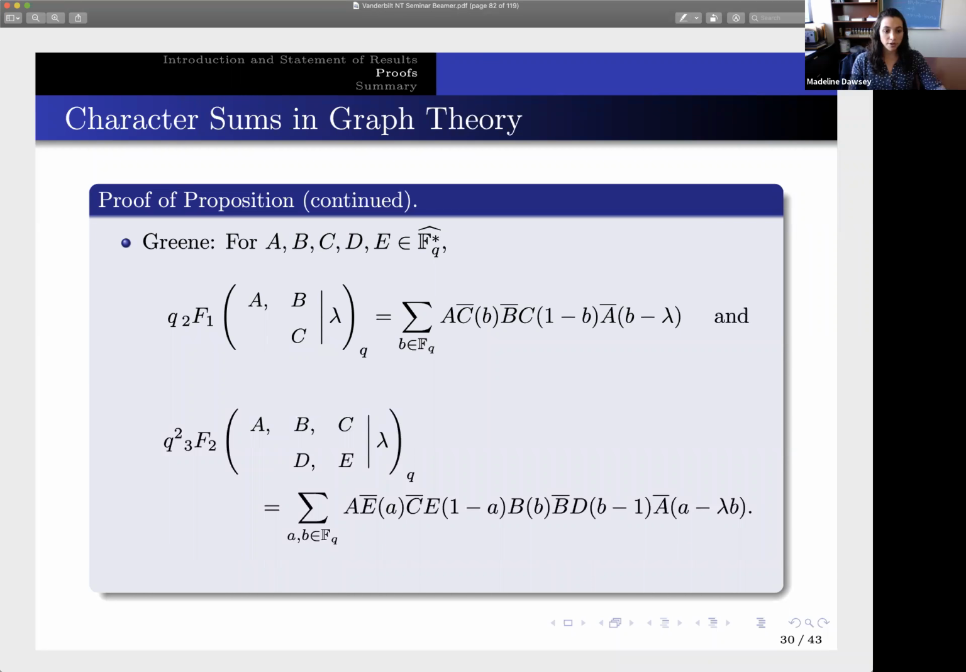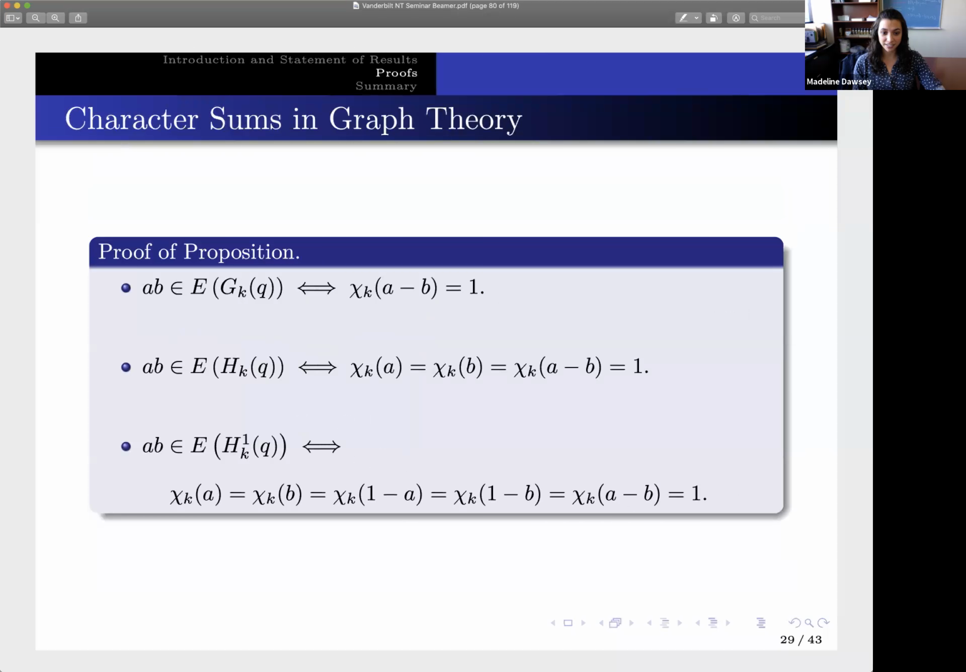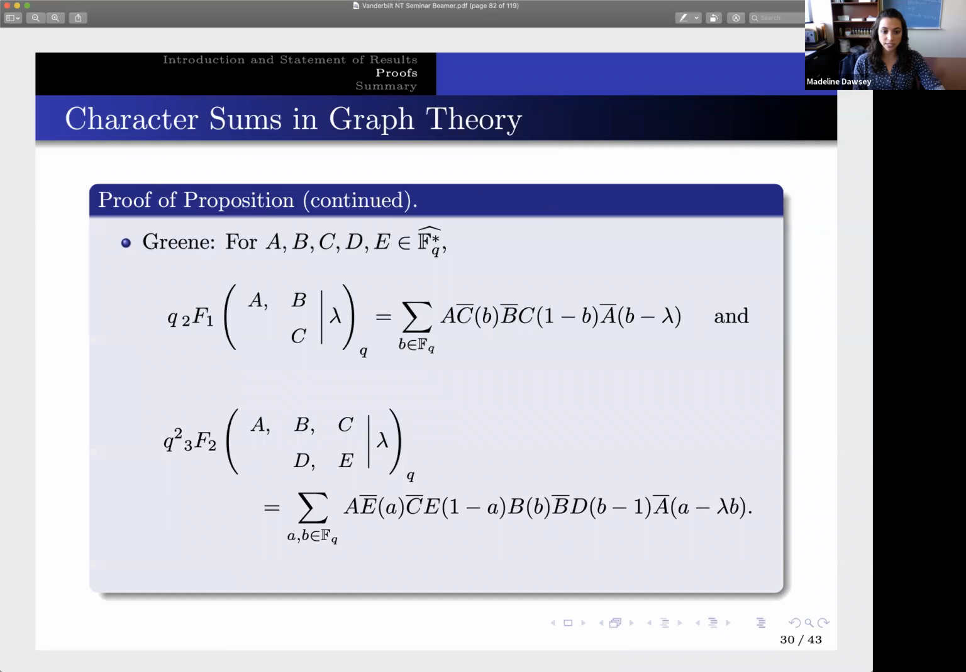He also proved a formula for 3f2, and it looks like you plug in a, and 1 minus a, and b minus 1, and a minus lambda b. So that looks even more similar to this last thing that we had at the bottom here, right? All those conditions. And so this is going to help us relate the hypergeometric functions back to these graphs.